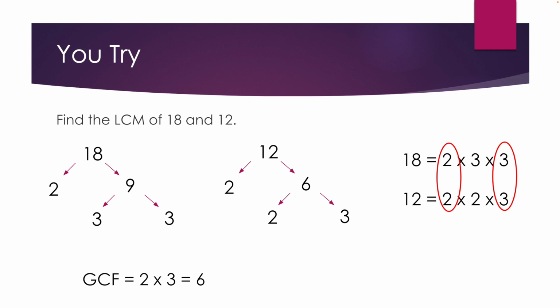And again, remember 6 is going to be smaller than 18 and 12. To find my lowest common multiple, I'm going to take that 6 and I'm going to multiply it by what's left, which in this case is 3 and 2. So 6 times 2 times 3 is 36, which again is bigger than 18 or 12.